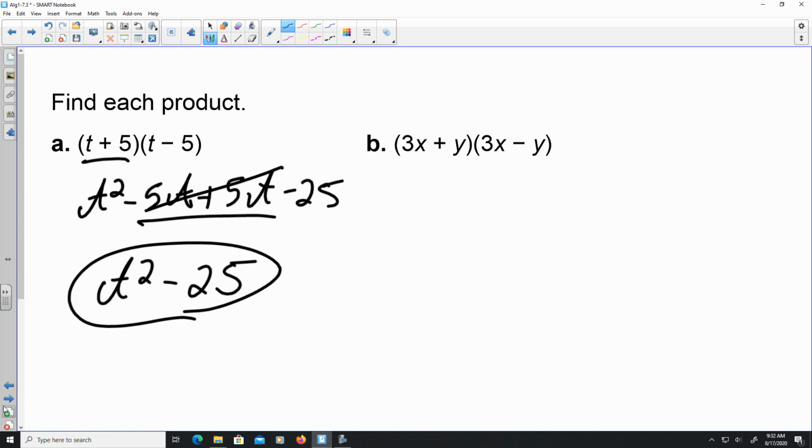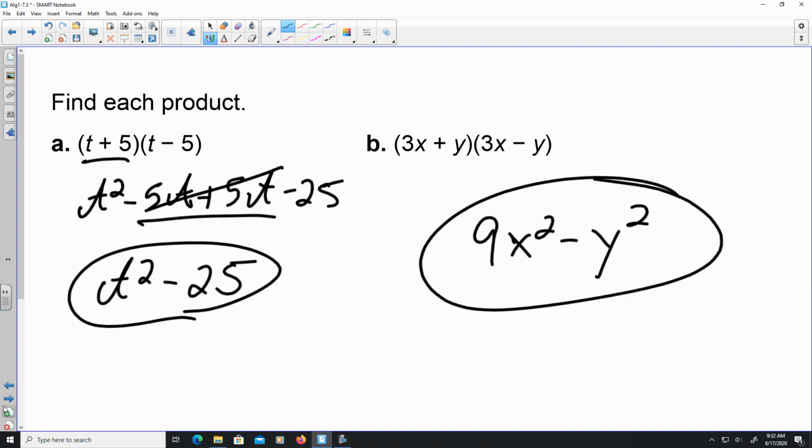So I can say, okay, what is 3x squared? Well, 3 times 3 is 9. X times x is x squared. Y squared is the square of that, subtraction in between them.